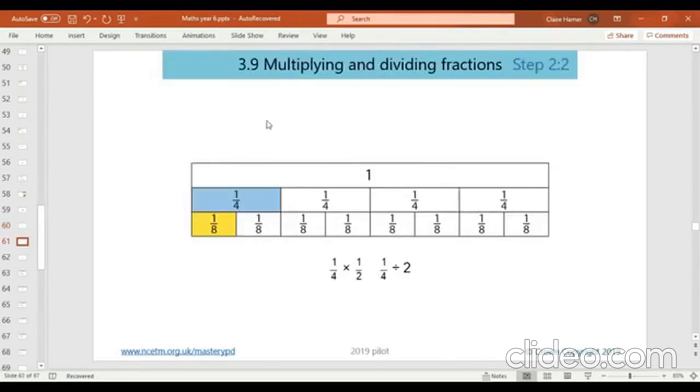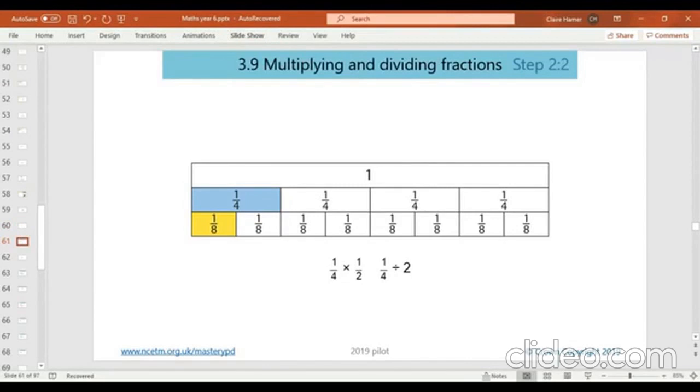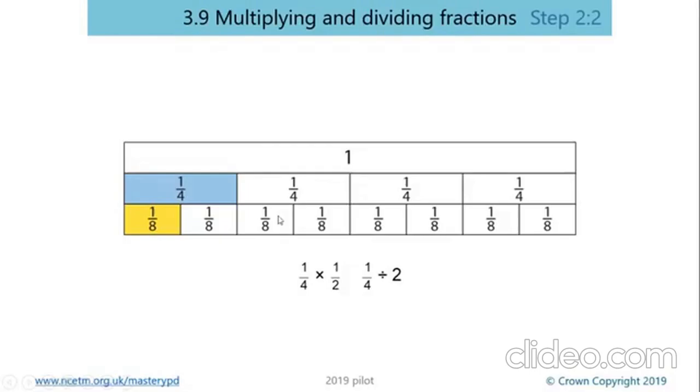If we think about it, it actually makes sense because that's what we've been doing. Let me start this slideshow again from the beginning so we can see it step by step. So if we start with 1 whole, like we normally do, let me break it down. If we have a whole and then we have a quarter and we divide the quarter into 2 equal parts, we get 1/8. So actually, to me, it makes more sense to say 1/4 divided by 2.